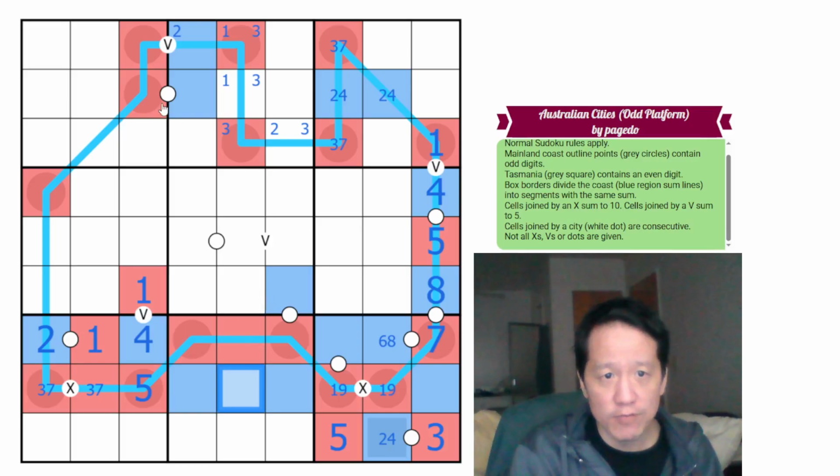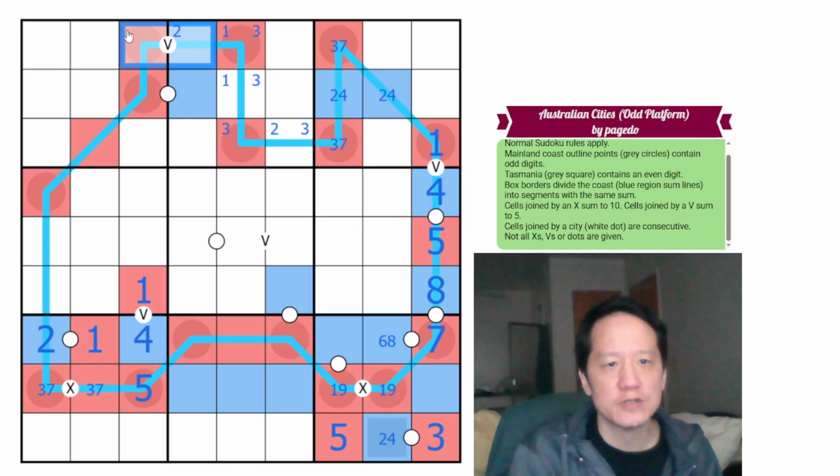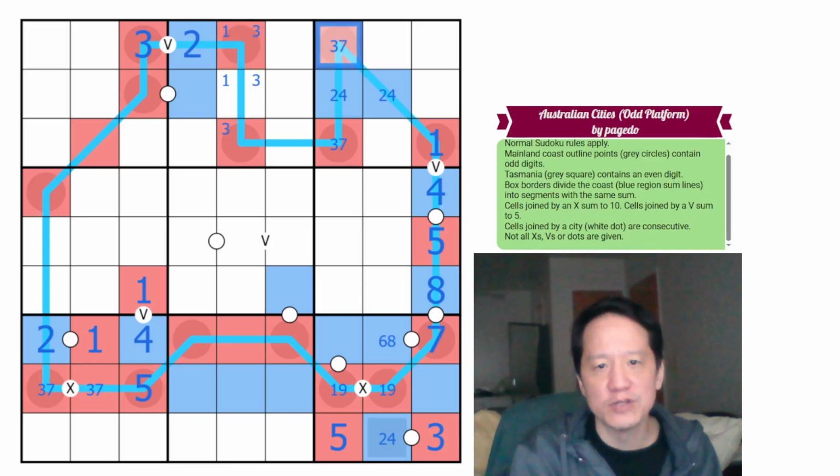What else do we have? Oh, we have 2 odd digits here. This has to be odd. I don't know if I colored that before. I think I did. This cannot be a 1, 4 pair because 1 cannot be here. Therefore, this must be 3 and 2. So this is obviously not a 2. This can't be a 3. This can't be a 3, so this must be 7, which makes this a 3.